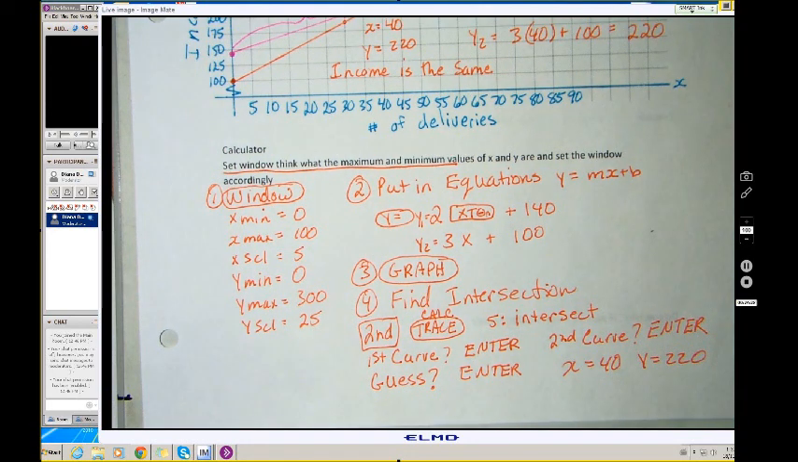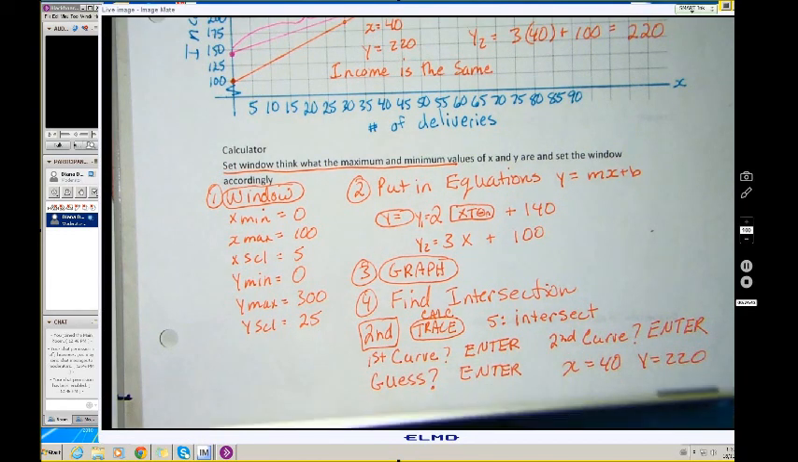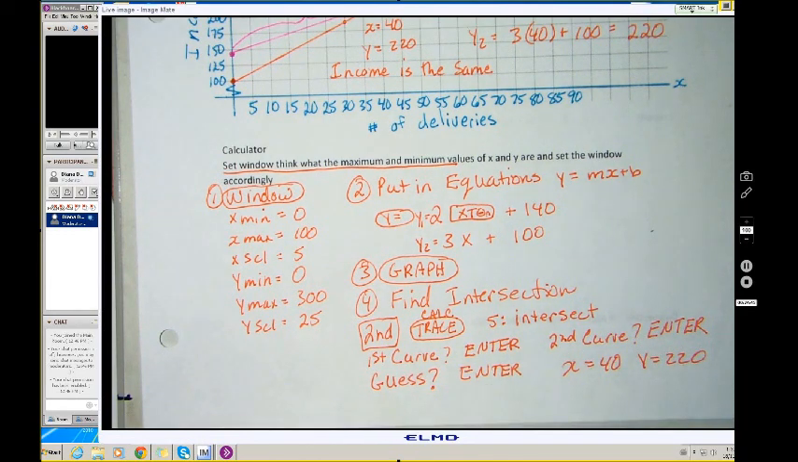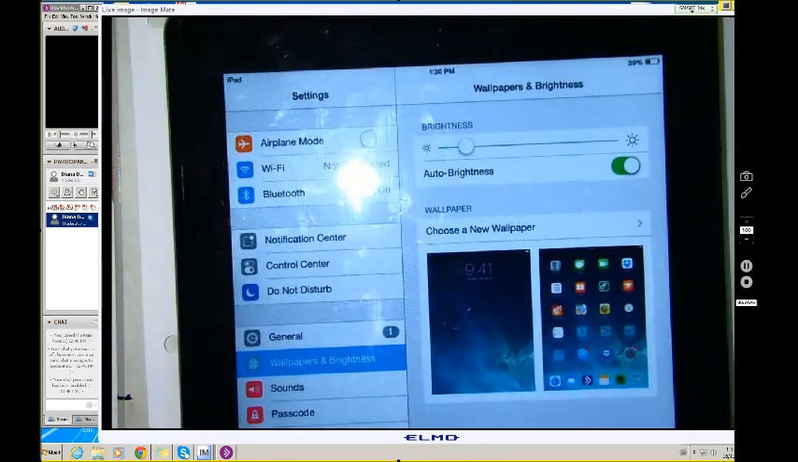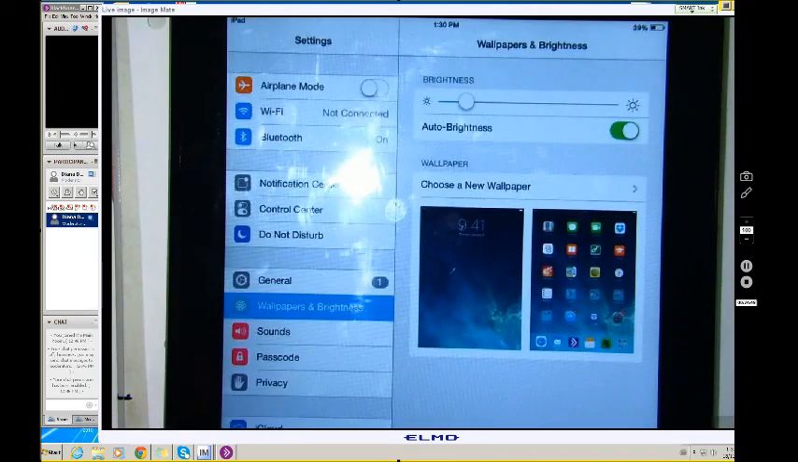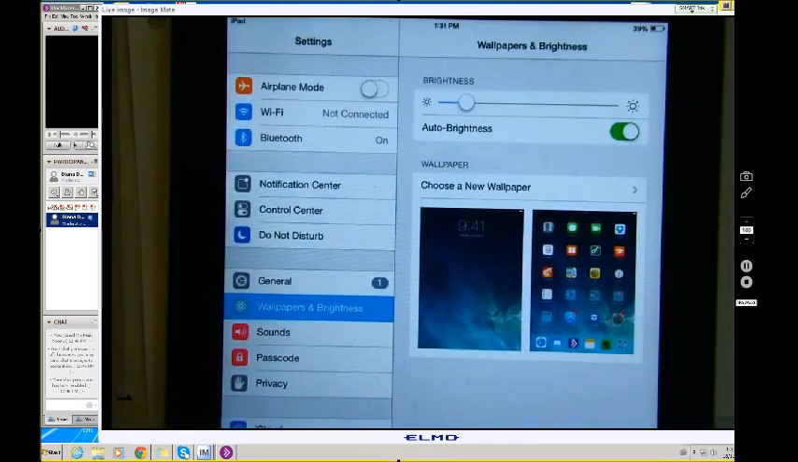Okay, does everybody know how to turn on the iPad? Slide that on. You just get the iPad on. Okay, and I will just try and get this under here. I have to change the settings though.